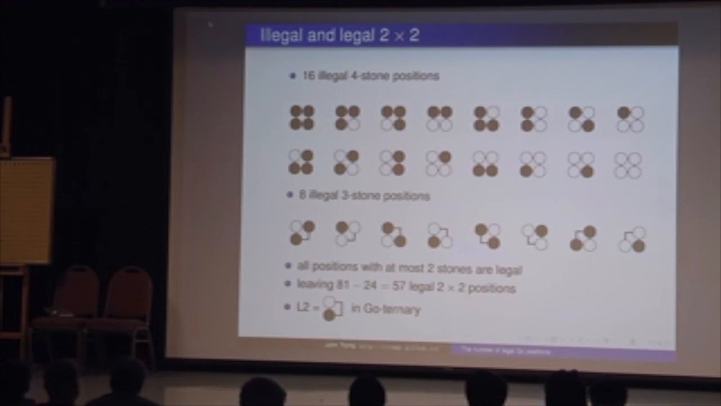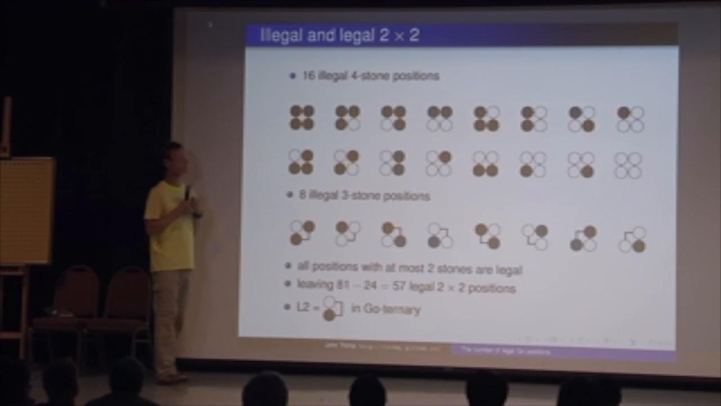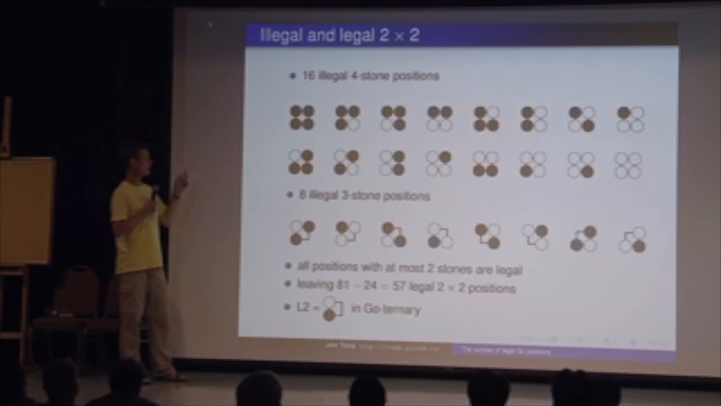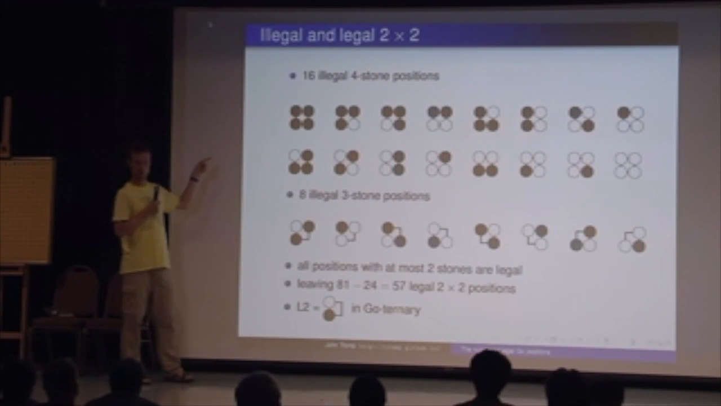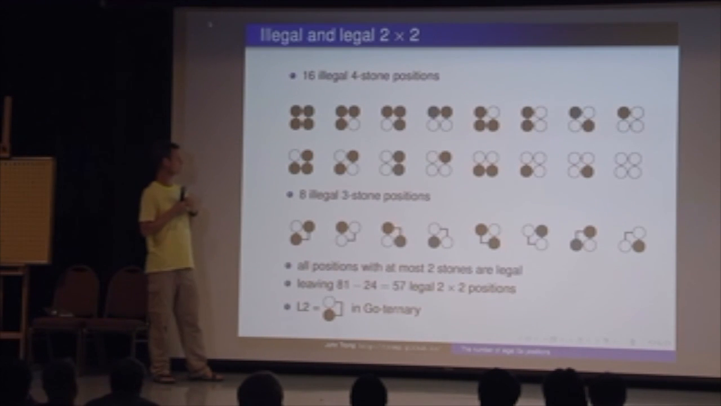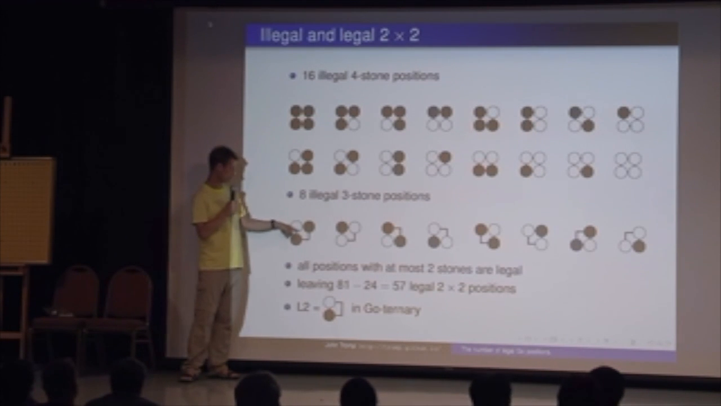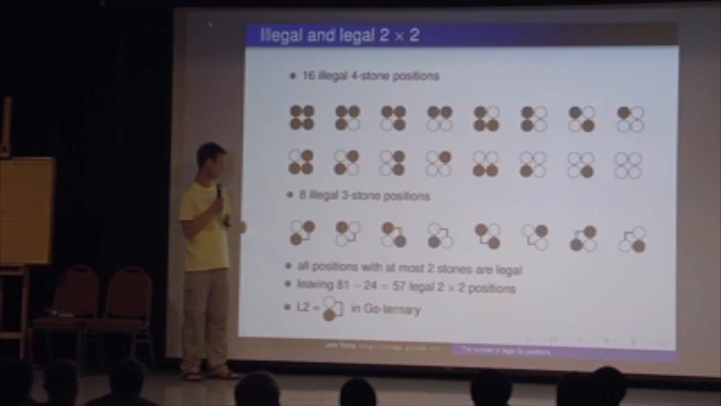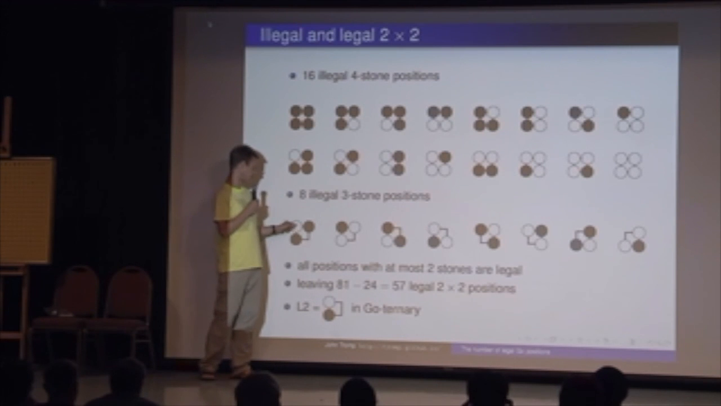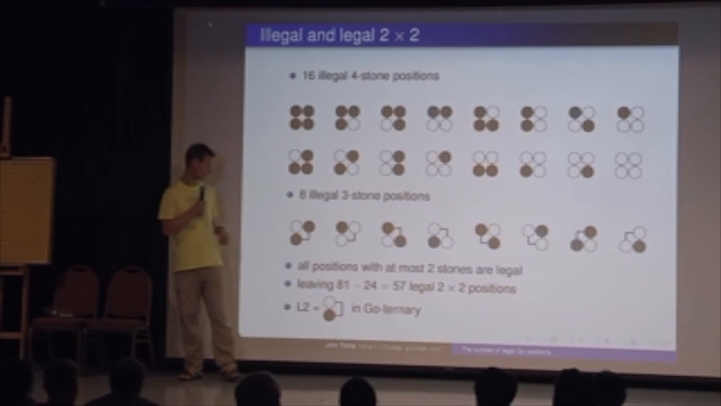So let's consider the smallest non-trivial case, 2 by 2. Of course, we have all the positions with 4 stones being illegal. That's all these 16 ones. Similarly, the three-stone positions where a stone of one color is neighbored by 2 stones of the opposite color are also illegal. And there's 8 of those, because the stone can be in 4 places and it can be either white or black.